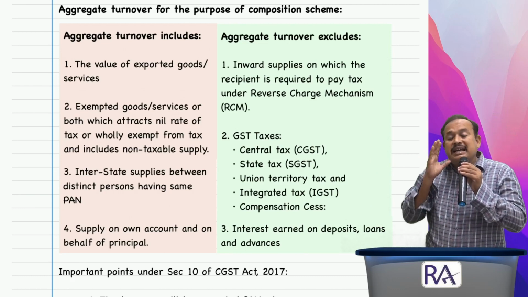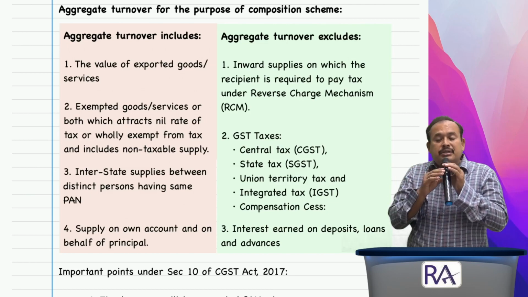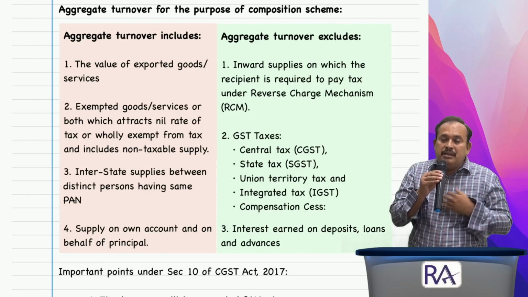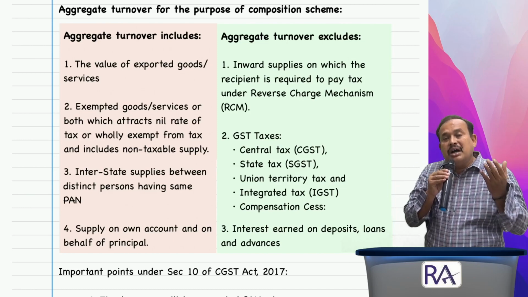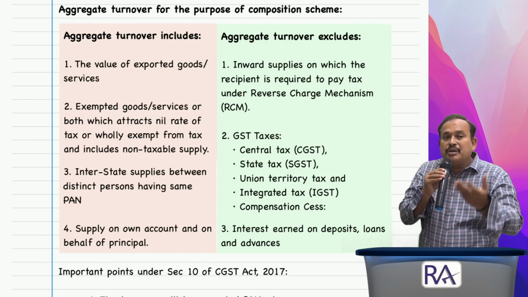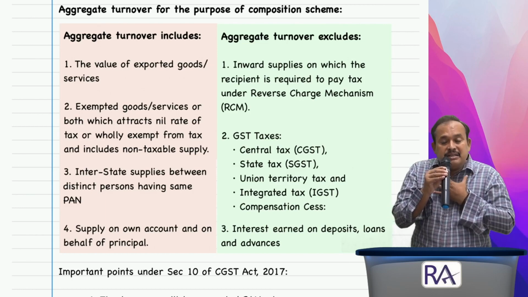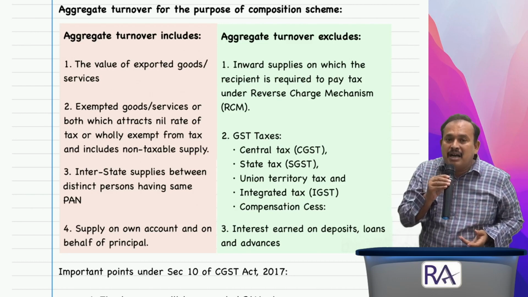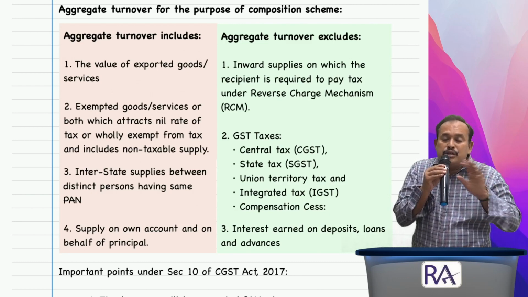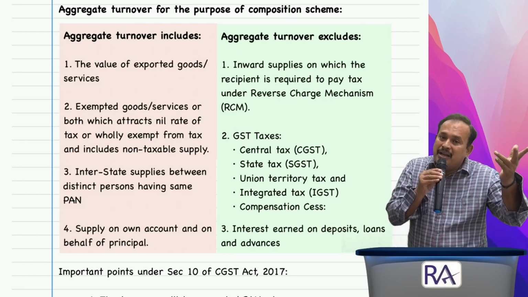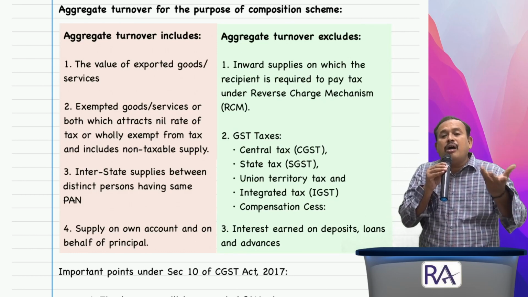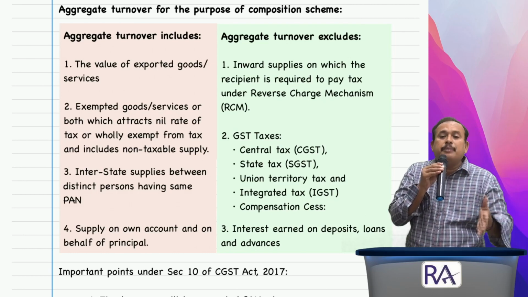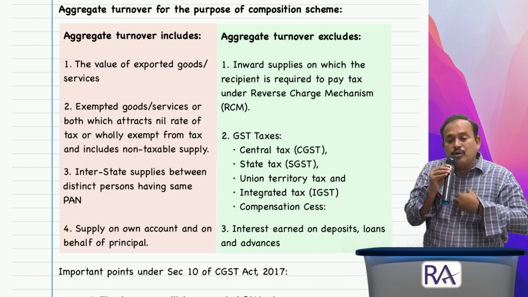Further, aggregate turnover should exclude inward supply on which RCM applies. Meaning, I receive the goods or services because of RCM nature. As a recipient, I am paying the tax. Just because I am paying the tax, it does not mean that it is my aggregate turnover. It should not be added because it is the turnover of my supplier. But unfortunately, law casts the responsibility on me to pay the GST. Therefore, I am paying the GST under RCM. It does not mean that it is my turnover.